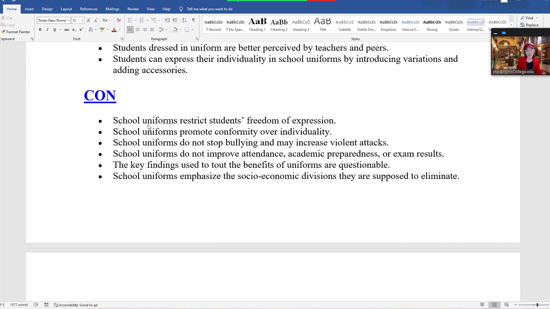So many people think that school uniforms restrict students' freedom of expression. Opponents of school uniforms think that school uniforms promote conformity over individuality. Others think that school uniforms do not stop bullying and may increase violent attacks. Yet more people, or it is easy to believe, that school uniforms do not improve attendance, academic preparedness, or exam results. It is easy to believe that the key findings used to tout the benefits of uniforms are questionable. In addition, school uniforms emphasize the socio-economic divisions they are supposed to eliminate. So you could use all of this, of what's on the other side, in your counter-argument paragraph.